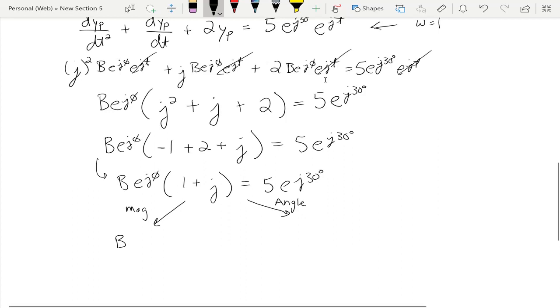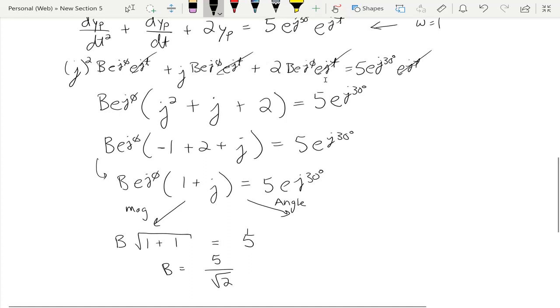What's the magnitude of e to the j phi? It has to be 1. And then what's the magnitude of 1 plus j? The square root of 1 plus 1, real part squared plus imaginary part squared. What about over here? 5, because e to the j anything has a magnitude of 1. So basically b equals 5 over the square root of 2.